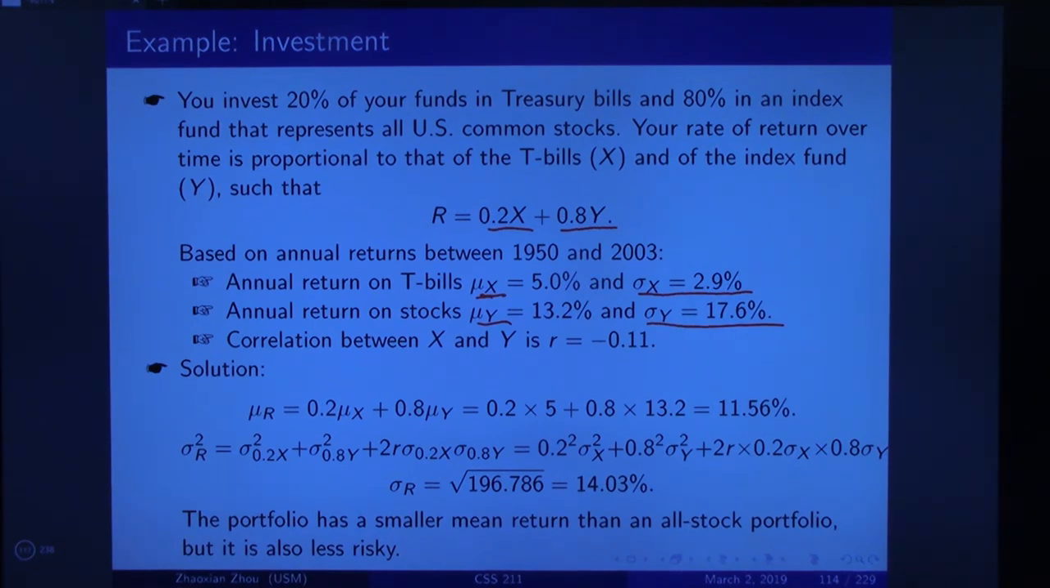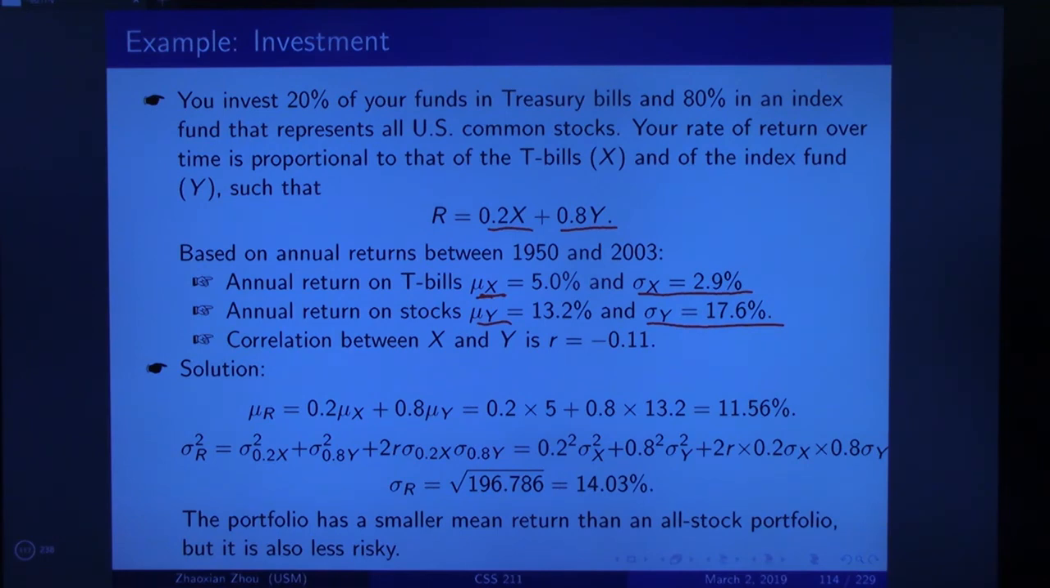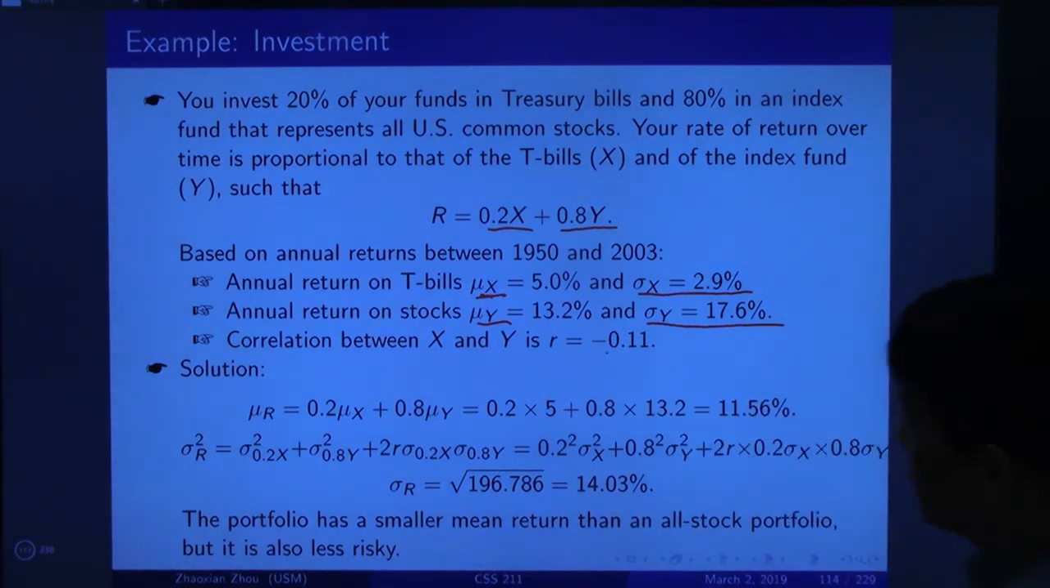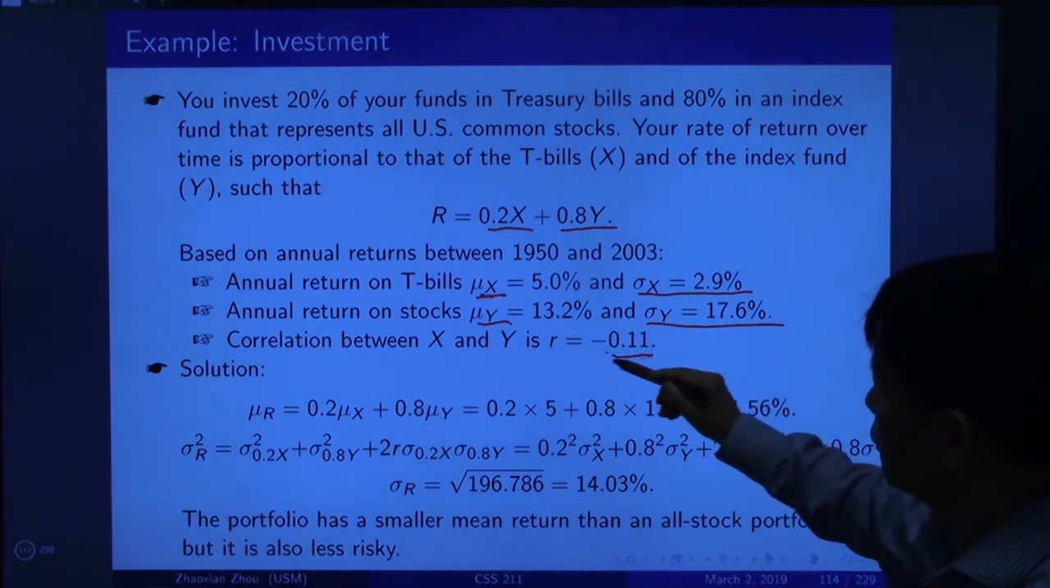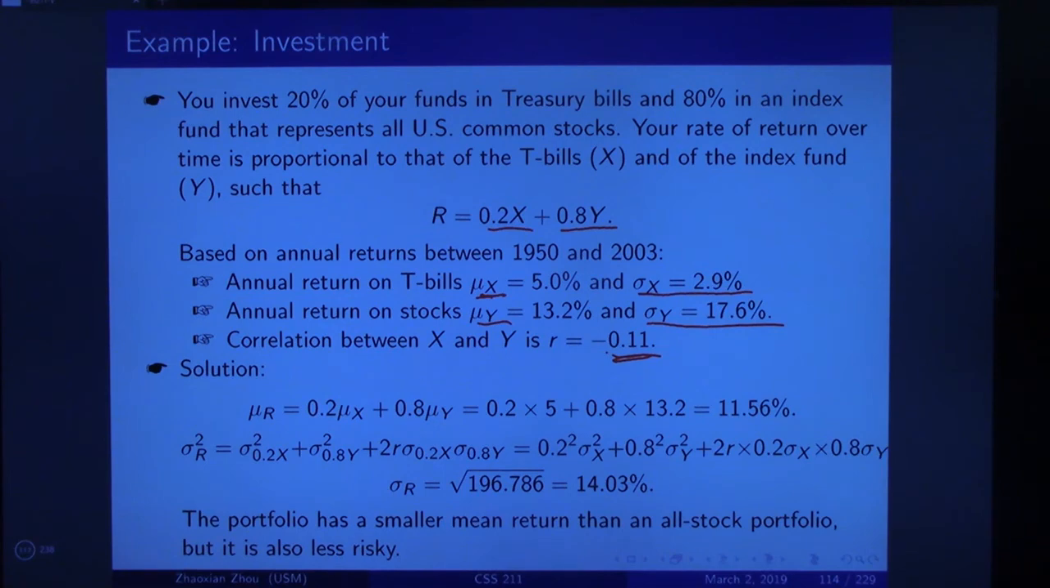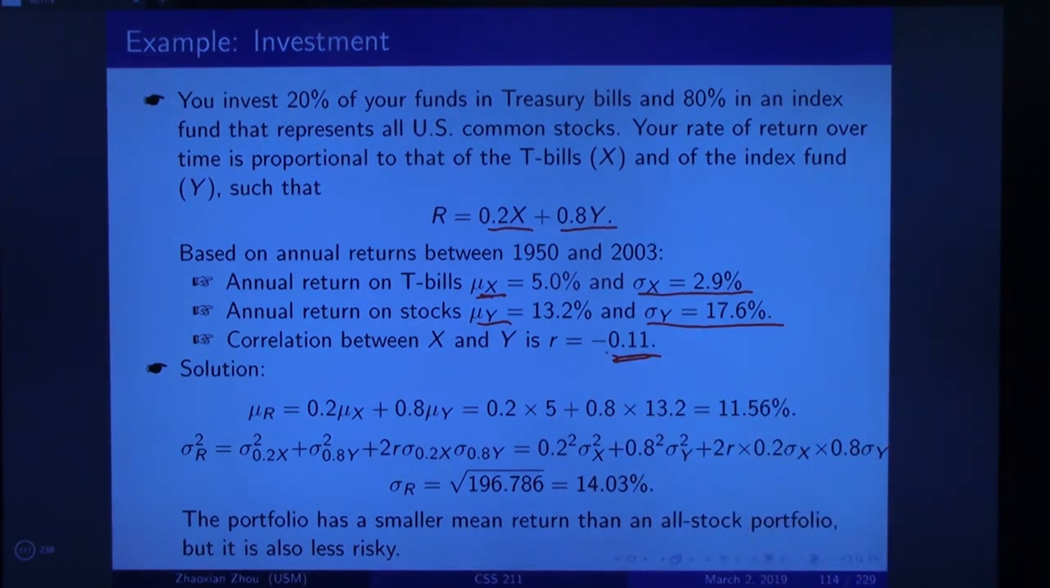So now we want to know what your return is. And we have another fact: X and Y are correlated. They are negatively correlated. That means if the stock market goes up, then the T-bill possibly will go down. But the correlation coefficient is not very large. It's not 100%. It is just 11%. That means you cannot guarantee that if the stock market is going up, then the T-bill will go down. The correlation coefficient is very small, but it's negative.